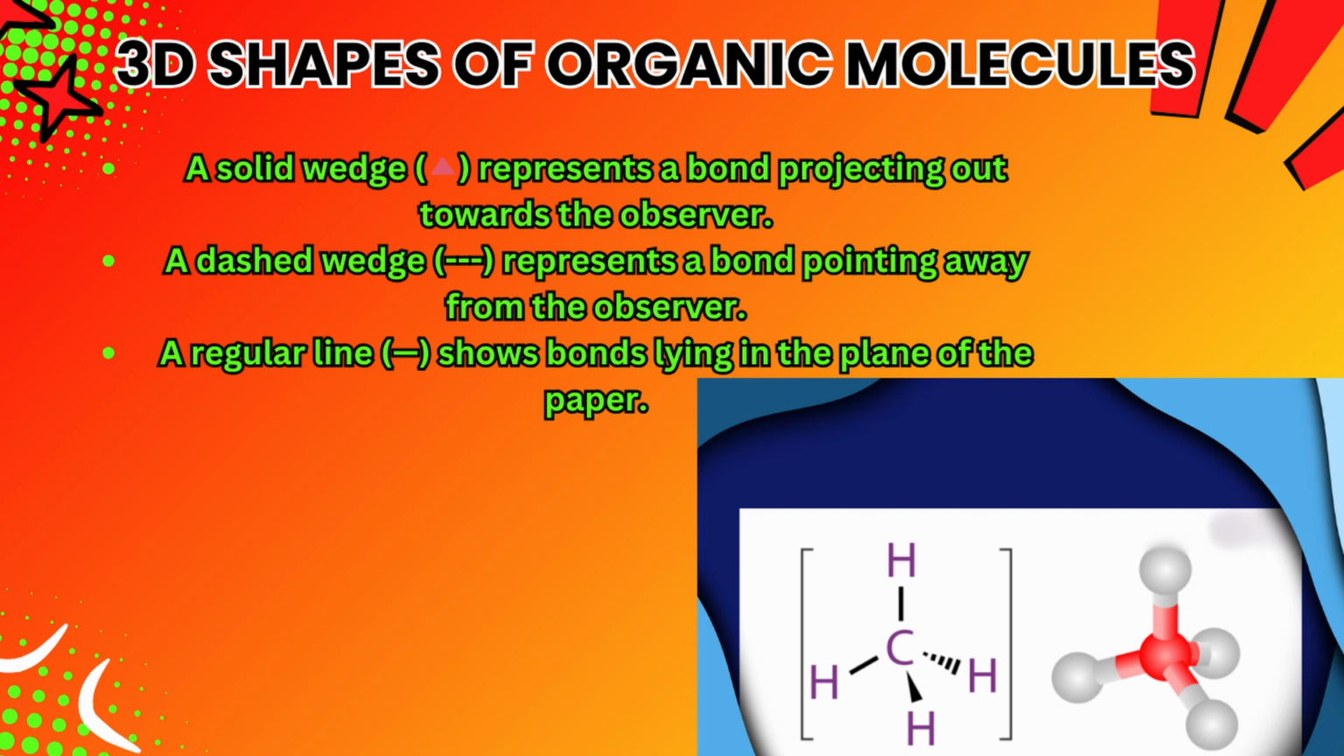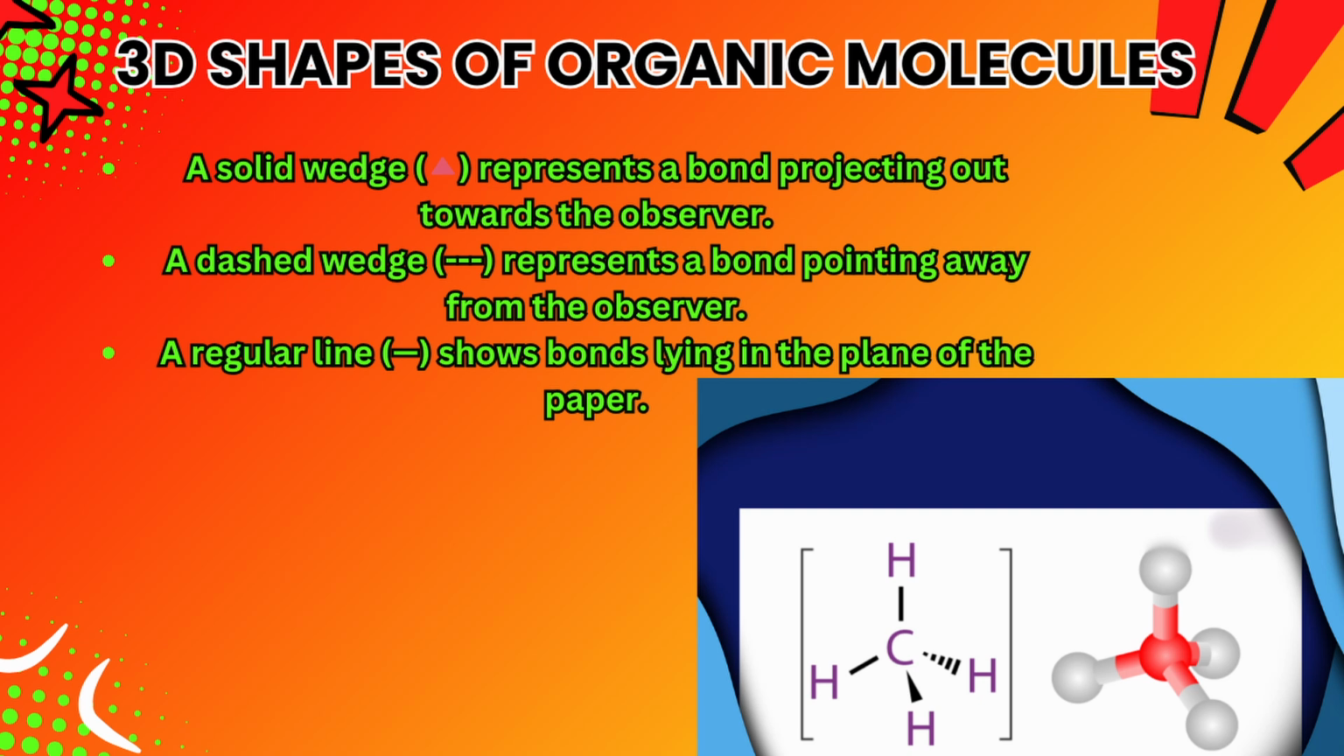Organic molecules exist in 3 dimensions and we can represent their 3D shapes using wedge and dash formulas. In this, a solid wedge represents a bond projecting out towards the observer. A dashed wedge represents a bond pointing away from the observer. A regular line shows bonds lying in the plane of the paper.